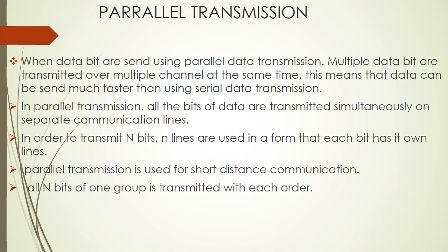If we have 10 bits, that means we have to provide 10 lines of wires that will transfer those data. So parallel transmission is used for short distance communication. We can only use it for short distance communication, so that we will not have a breach of wires. So all n bits of one group are transmitted together. The sender and the receiver wires have to be connected to each other.